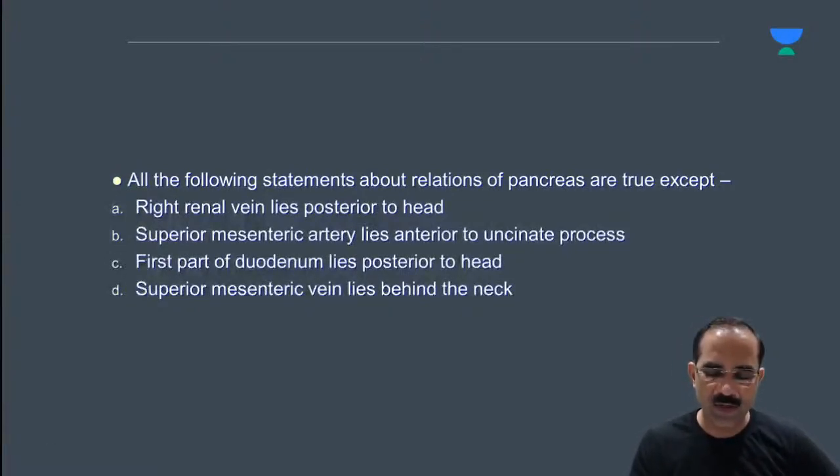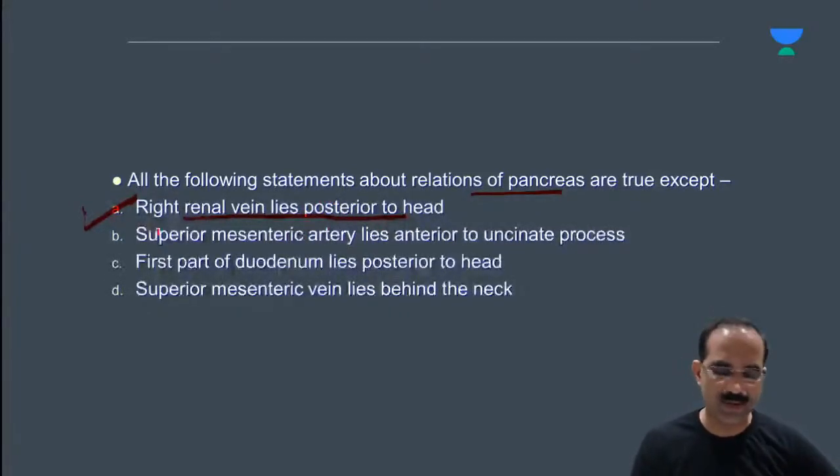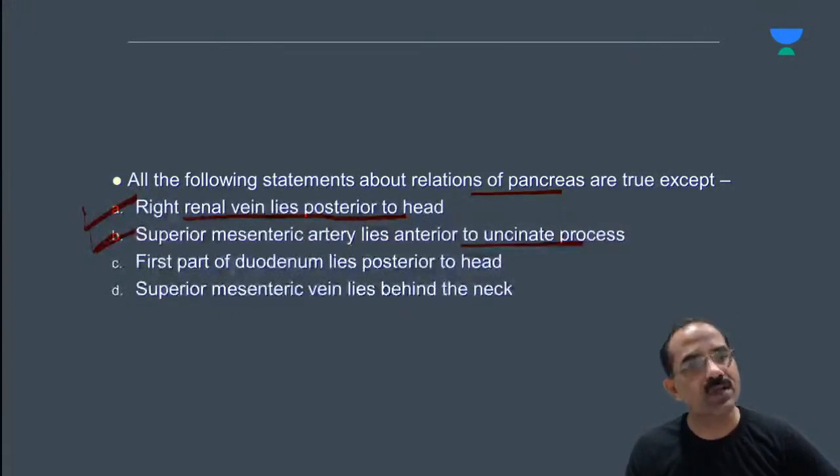Okay, right renal vein lies behind the head. क्या बोलते हो? Correct है? So right renal vein lies posterior to the head. Correct है ना? Posterior relations of the head क्या था? The IVC, the right renal vein, the right crus of the diaphragm, and the bile duct. Yes, so this is correct. Superior mesenteric artery lies anterior to the uncinate process. Correct. Anterior to the uncinate process is superior mesenteric artery and the vein, both of them.